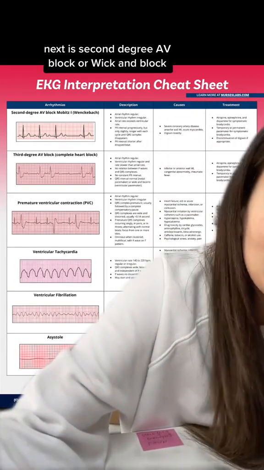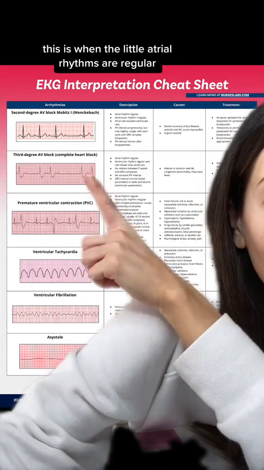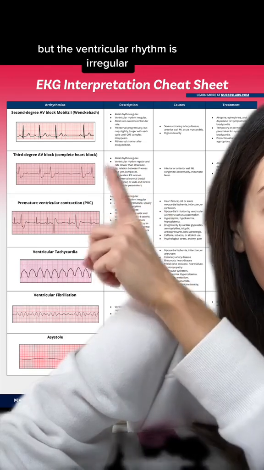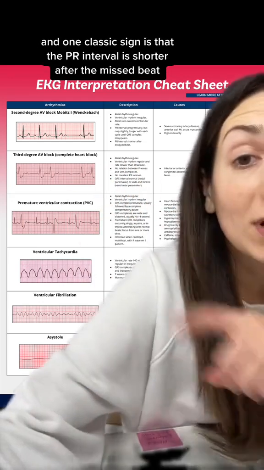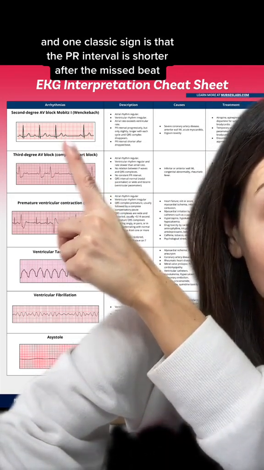Next is second degree AV block or Wenckebach. This is when the little atrial rhythms are regular, but the ventricular rhythm is irregular. And one classic sign is that the PR interval is shorter after the missed beat.